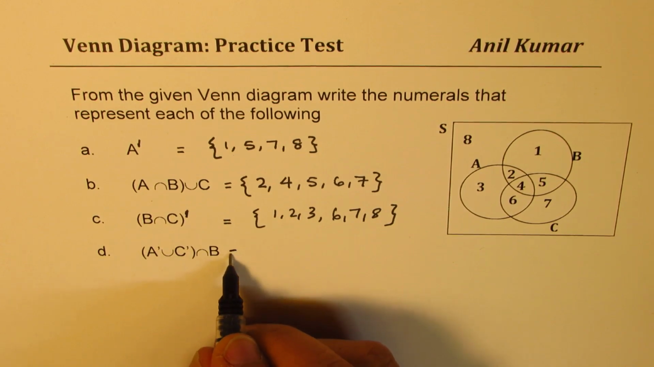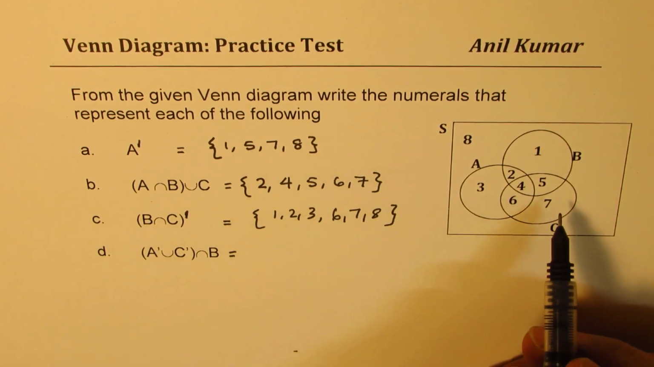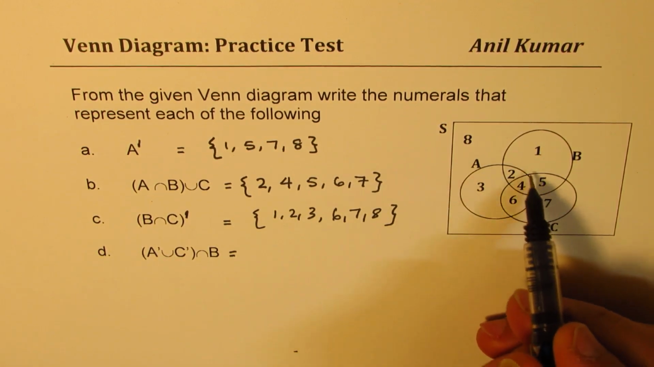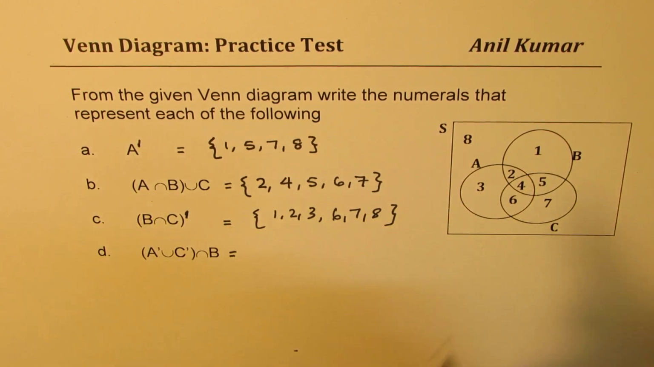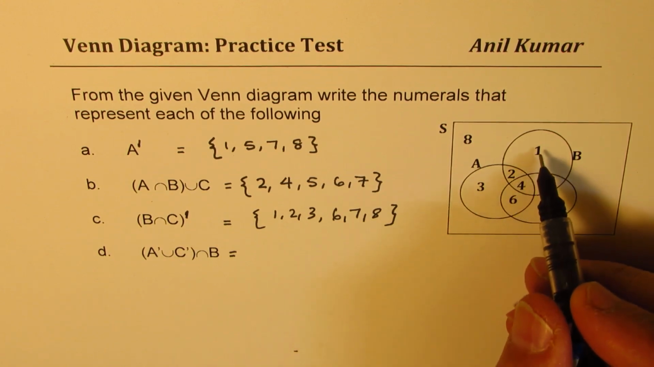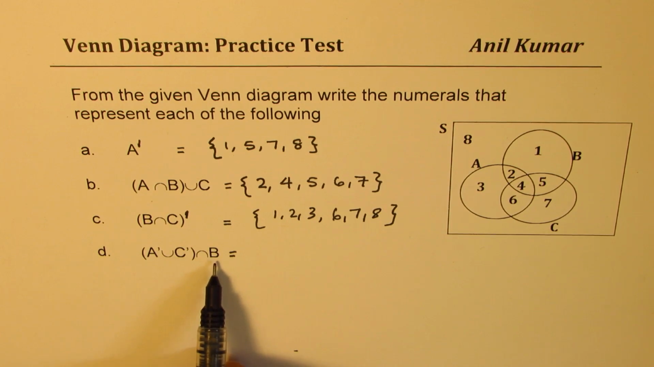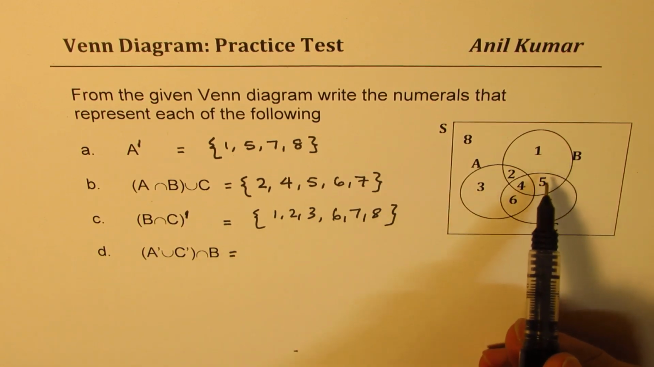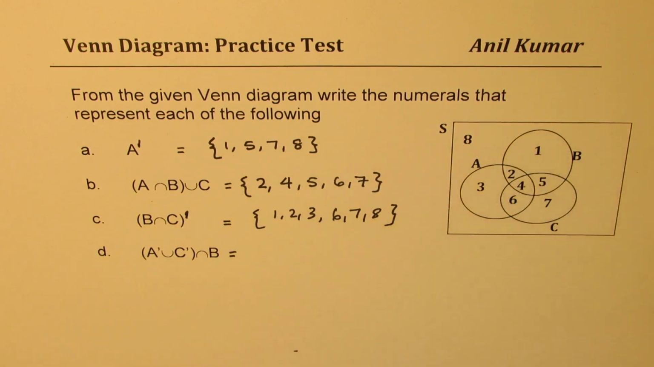This is slightly tricky. So we're looking into not A union not C. So not A means outside A means 8, 1, 5, 7 union not C means 1, 2, 3, 8. And then we are saying intersection with B. So that means whatever all this will be within intersection of B, right?